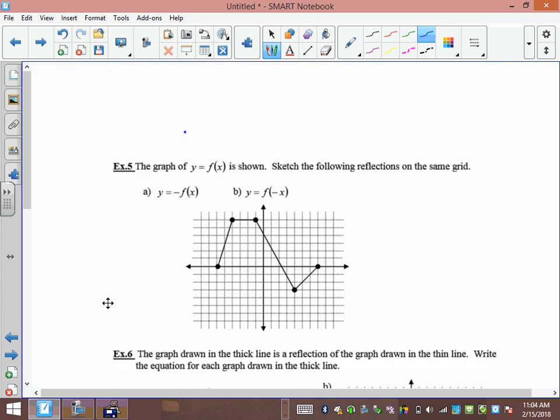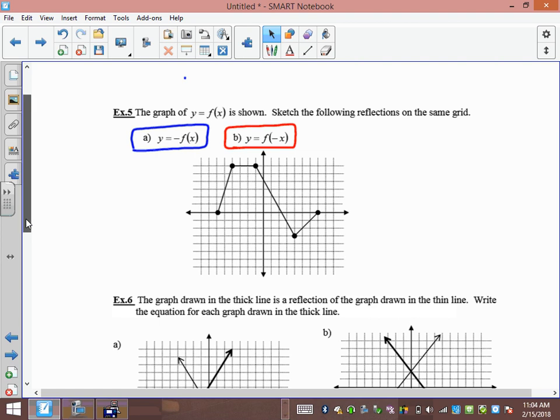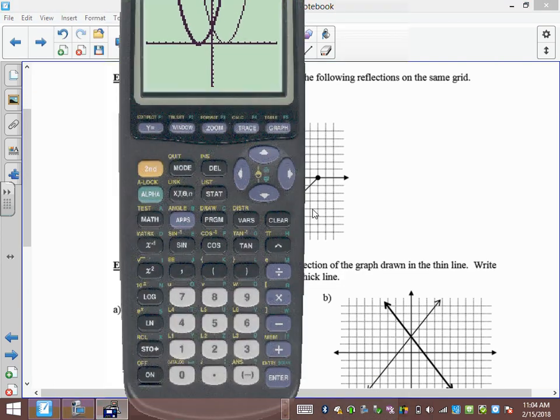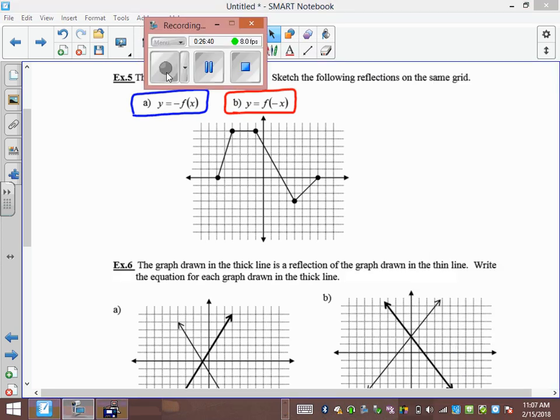Okay, I want you guys to draw this one in one color and this one in another color. You can do however you want, if you need to do dashed lines and dotted lines or triangles. I have highlighters you can use too. All right.